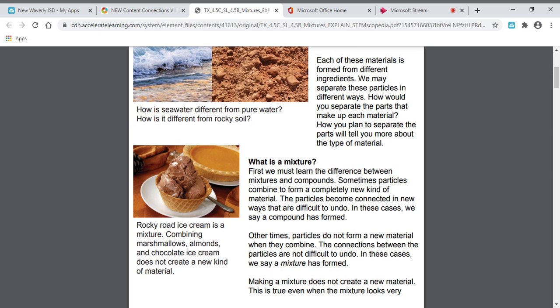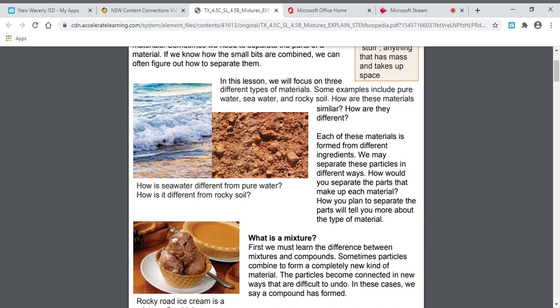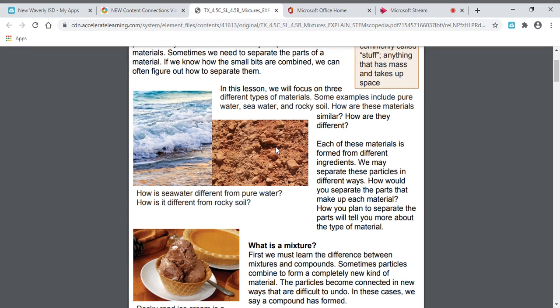So we can see in this picture where we have the seawater and the rocky soil. Seawater, rocky soil. So how is seawater different from pure water? How is it different from rocky soil? So pure water and seawater, how are they different? And then how is it different from rocky soil that we can see in this picture here?